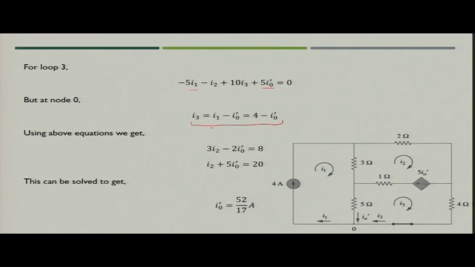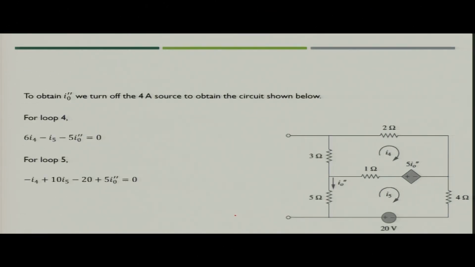I1 we know because we just found that I1 is equal to 4. So, this I3 will become 4 minus I naught dash. Now, this value you put in both equations, and you will get 2 equations in terms of I2 and I naught dash. If you simplify, you will get the value of I naught dash as 52 by 17 ampere.